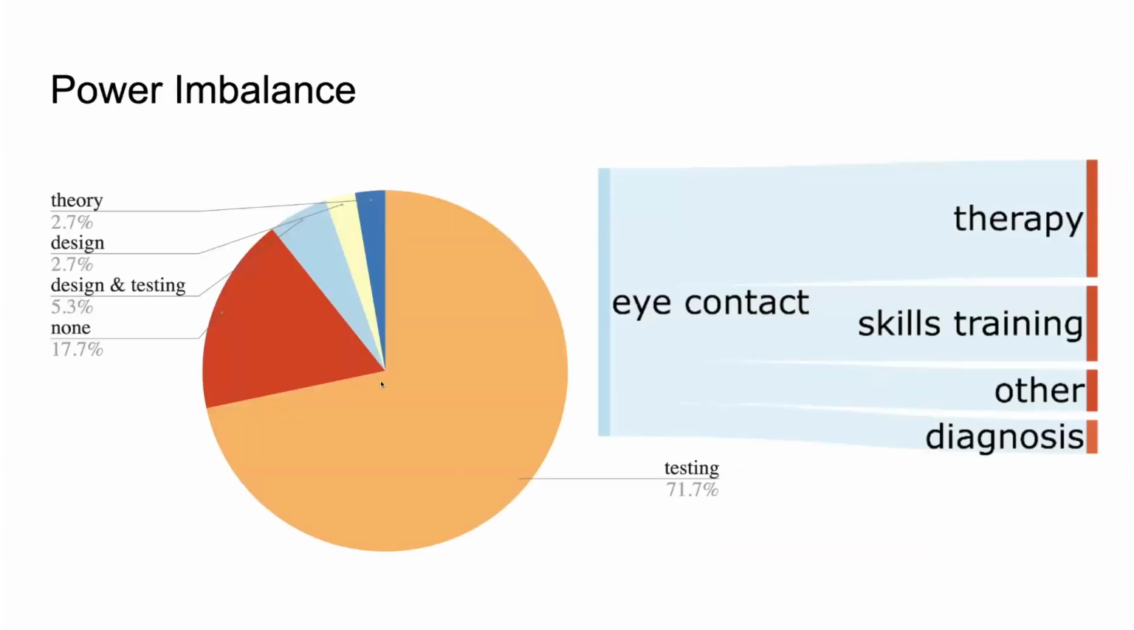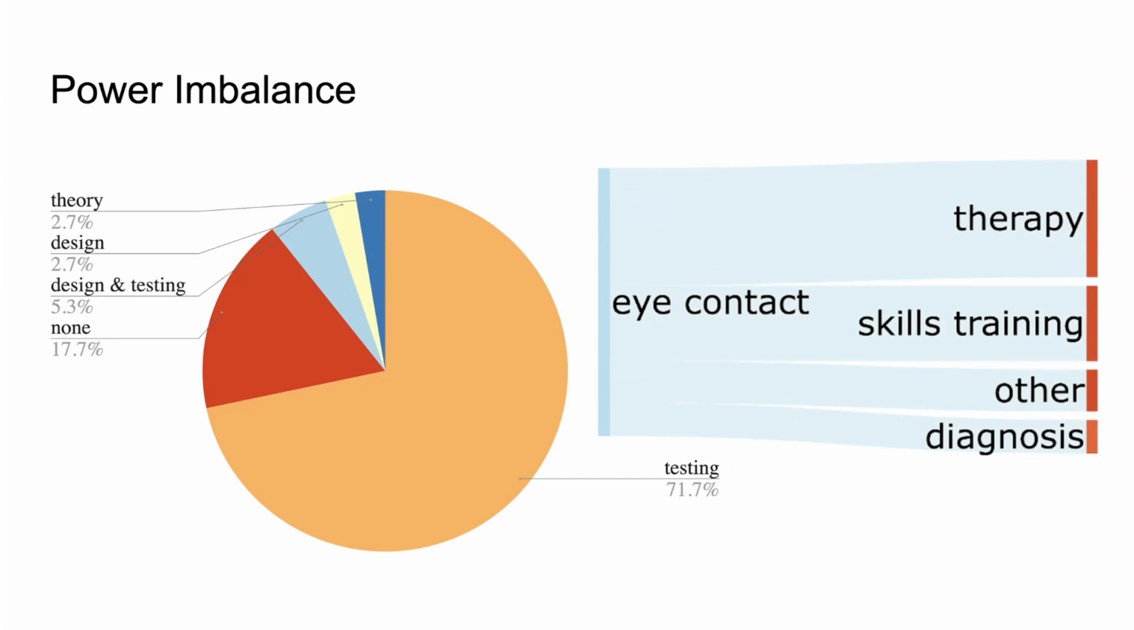So we observed several different types of power imbalances. One of them was an absence of the perspectives of autistic people, because we saw in 71.7% of papers, they were only included in the testing stage, so they weren't included in the design. And in 17.7%, their perspectives were not included at all.